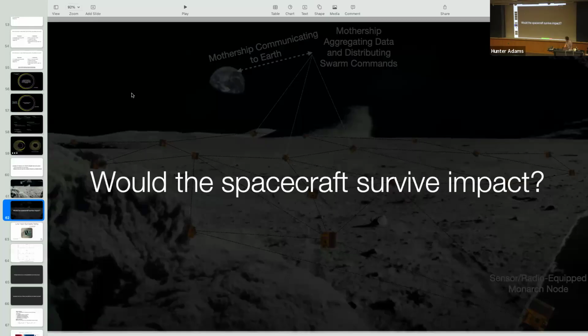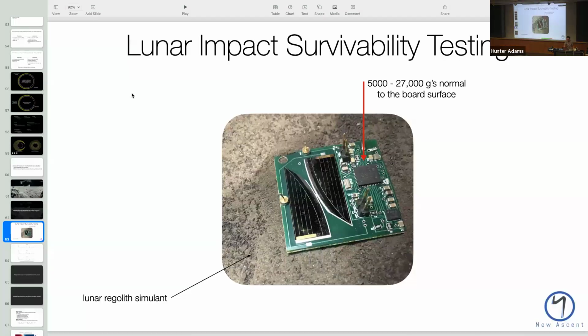But the question is, would they survive impact? Because of course, if the probability of surviving impact is 0, then this doesn't work. And so I conducted an experiment with some collaborators at the University of Maryland, and actually in collaboration with this interesting company called New Ascent, who is trying to replace the first stage of rockets with a huge Jules Verne-style gun. So you just bang, shoot your satellite up towards space, and then turn on only a second stage engine.